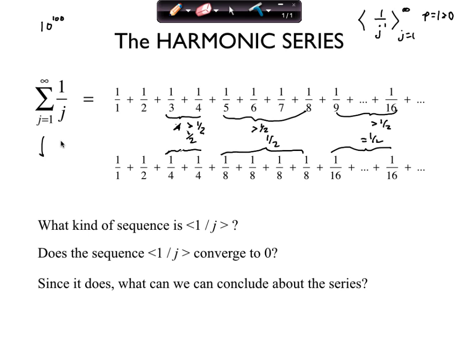So the harmonic series converges or diverges? Diverges. Uh-oh. Doesn't that contradict what we said? It doesn't contradict what we said. What we said is, in order for the series to converge, the sequence has to go to 0. But we never said that the sequence going to 0 will assure or guarantee that the series converges.